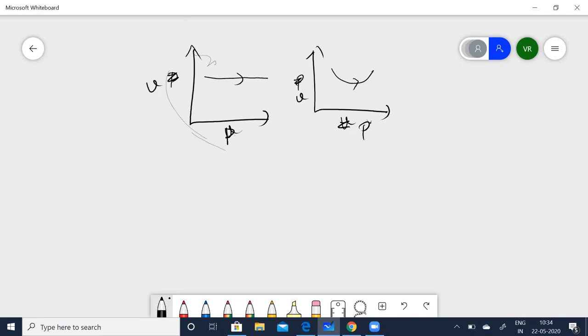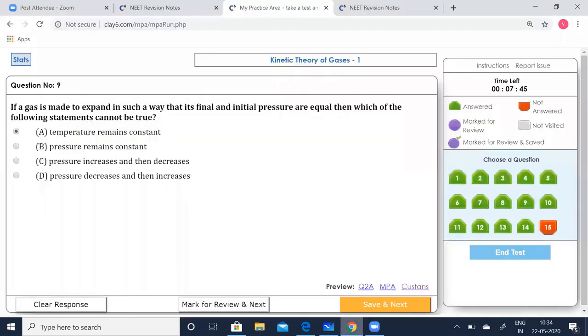So option A should be the correct one. Yeah, we have done it correctly. I mistook it actually for "can be true", so that was running in my mind. So A is the correct option.